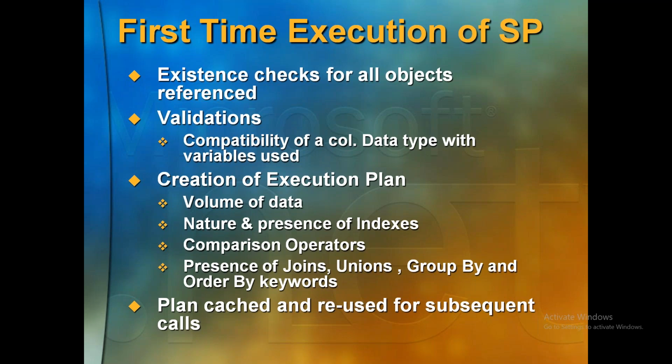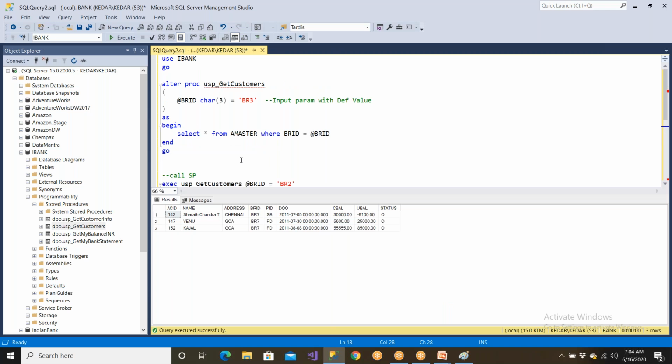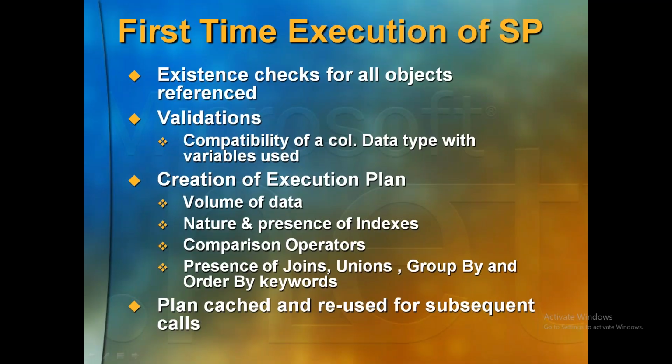Existence checks for all objects referenced. I told you, whatever stored proc you have created, whatever objects you have used inside it, a table could be an object, or a column could be an object, everything referenced is going to be checked to see whether it is there or not. Clear? At the time of creation, the stored procedure is not going to verify whether the account master table exists or not. That's what we discussed yesterday. The feature is called deferred name resolution, right?